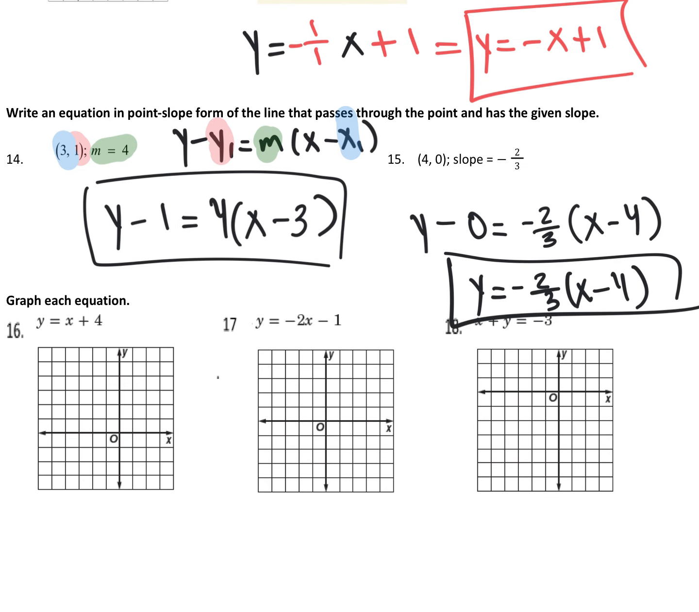The last 3 questions, I think they're easy. All we have to do is graph the y-intercept first, and then follow your slope up 1 and over 1, and you get a line, so it's fine.